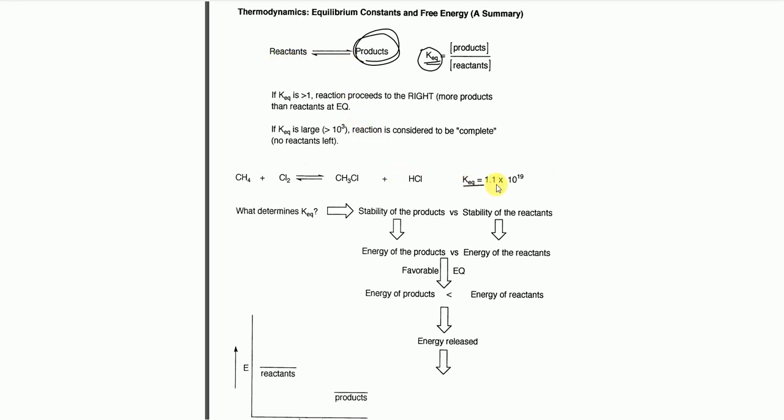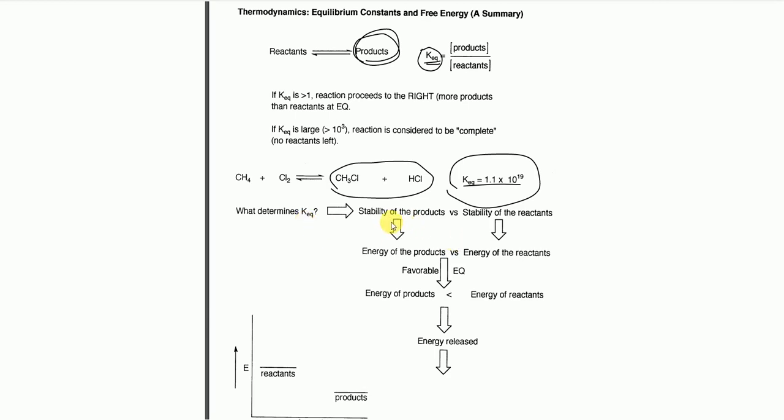And so this value just represents 1.1 times 10 to the 19. This is a very positive, greater than 1 value, right? So this is obviously favoring the products, okay? So it's just what determines K_eq. And this is what I've been talking about all along, right? With acids, resonance, this is stability again.